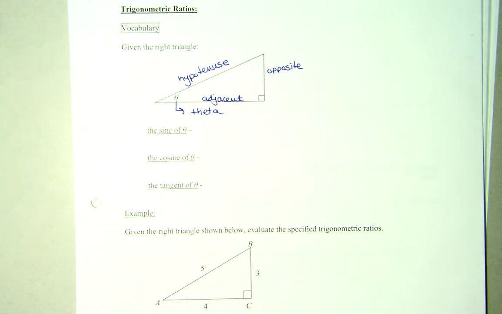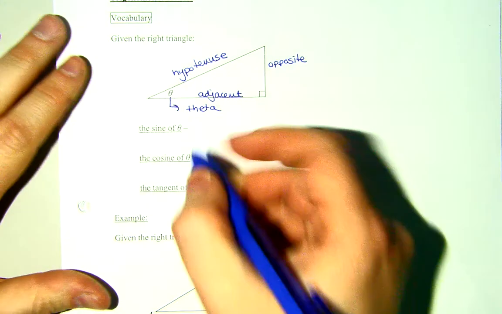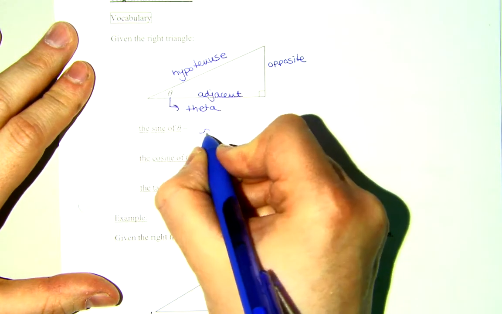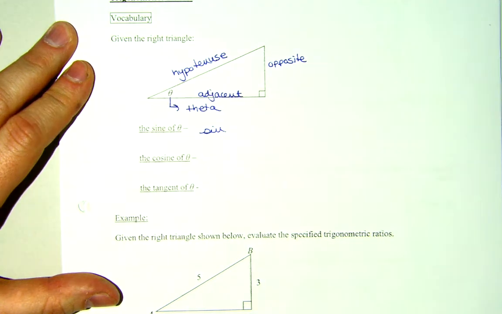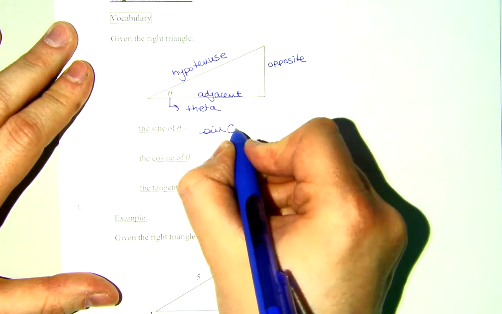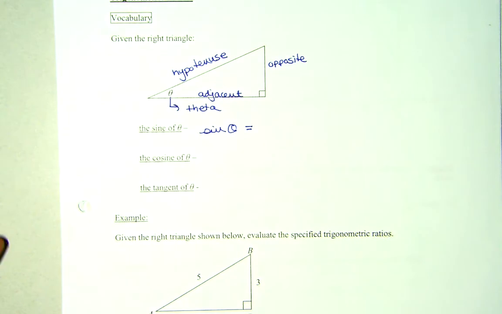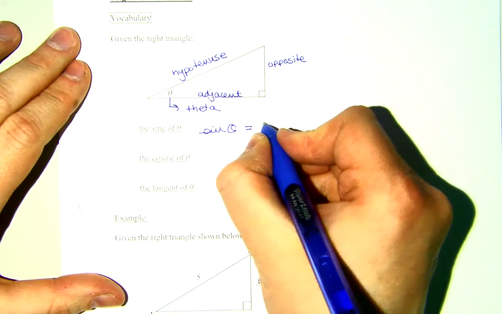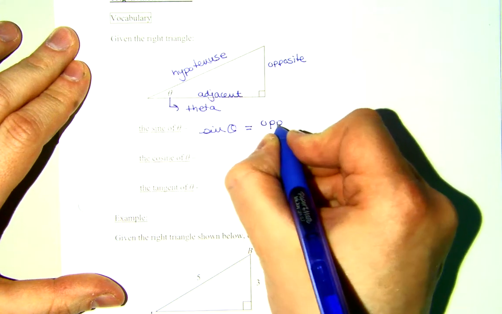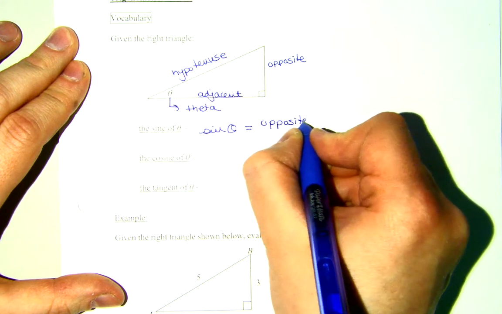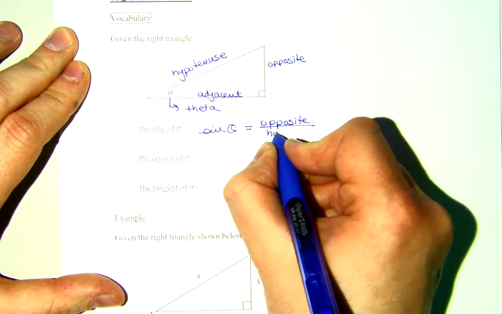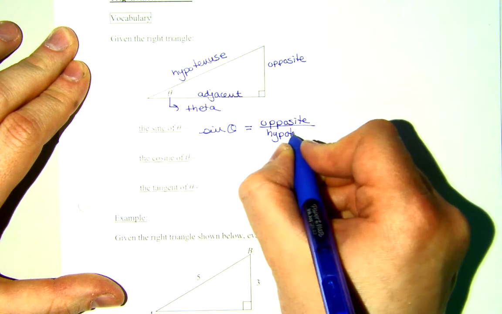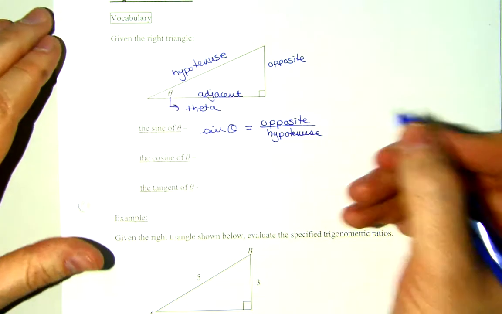The sine of an angle theta, first of all, there's a symbol for the sine of theta, and it is S-I-N. And to show that it's the sine of theta, I'm going to say the sine of theta equals. This is defined as the length of the opposite over the length of the hypotenuse. The sine of theta is the opposite over the hypotenuse. It's a ratio of two sides.